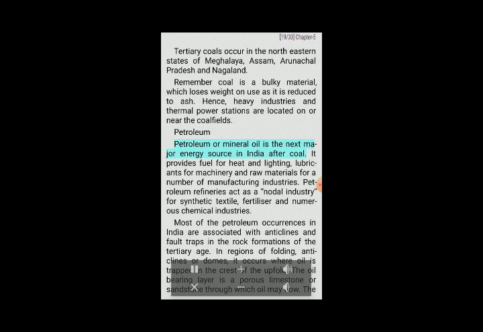Petroleum. Petroleum or mineral oil is the next major energy source in India after coal. It provides fuel for heat and lighting, lubricants for machinery and raw materials for a number of manufacturing industries.